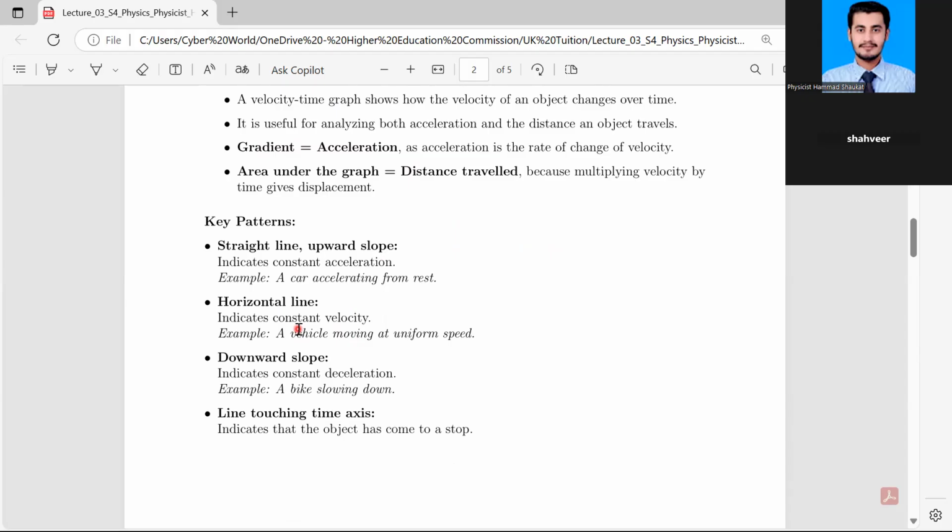The body has constant velocity. Like if a body, let's suppose a car is moving with a speed of 10 meters per second, at every second, at every point, its speed remains 10.